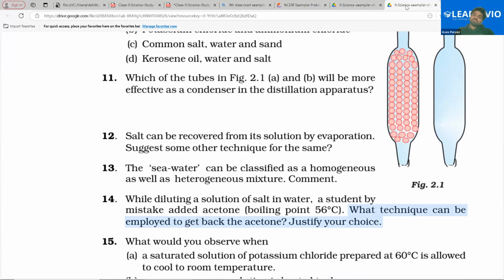Seawater is question number 13. Seawater can be classified as homogeneous as well as heterogeneous. Comment. So what would be your answer for this one? About the seawater. So seawater could be homogeneous because there is salt in it, and salt dissolves in the solvent, which is water. And it could be heterogeneous if there is sand. Yes, if there is sand in the water, okay.